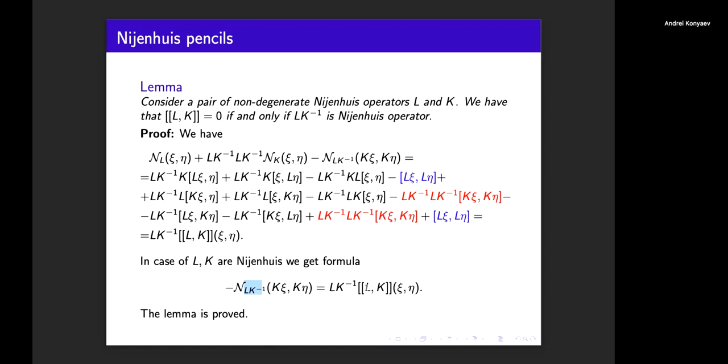We say two operators form a Poisson pencil if the Frohlicher-Nijenhuis bracket vanishes, or if they both are non-degenerate, which can always be done by adding the identity, right? If Lk minus one is Nijenhuis, right? So this lemma is proved. So again, you take Lk minus one, not Lk, because one should naturally expect that if Lk is Nijenhuis, then they form a Poisson pencil, but it turns out that it's not, right? So it's one surprise here. Okay, so this is an important lemma.